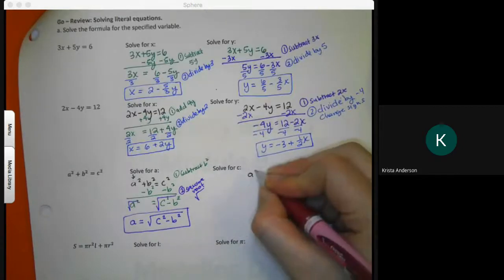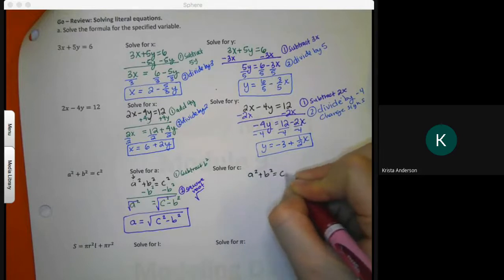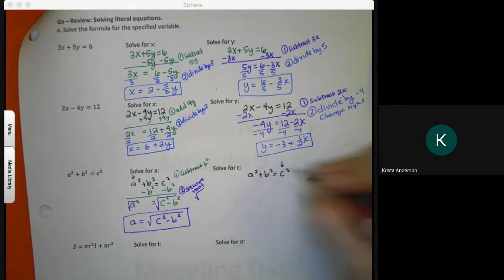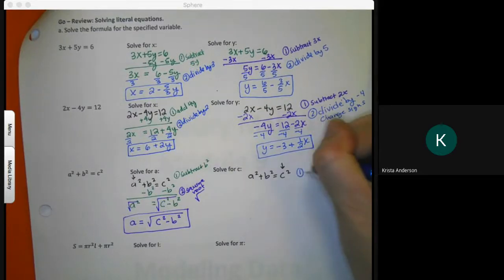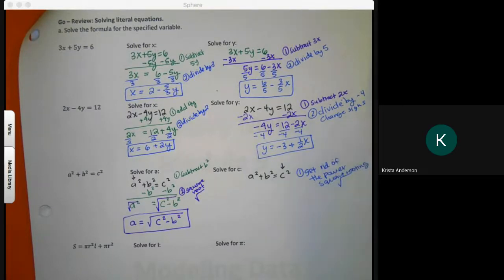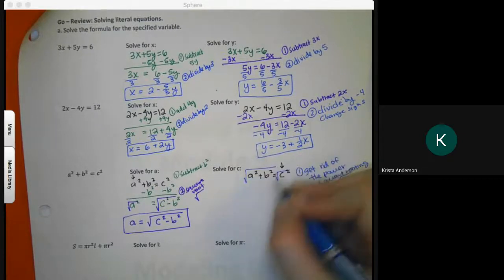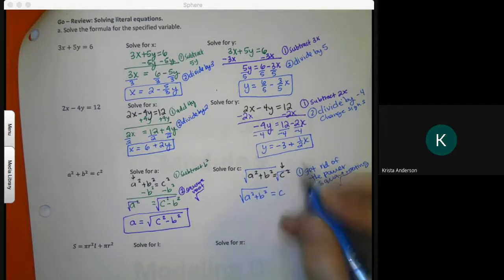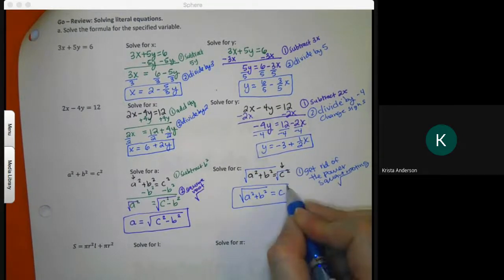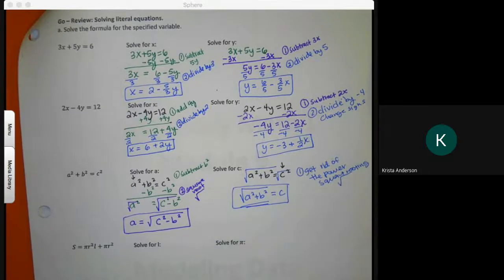I have a squared plus b squared equals c squared. It wants me to get c alone. Hey, it's almost alone. All I have to do is get rid of the power by square root. Square root, square root. That is my formula in order to get c alone.